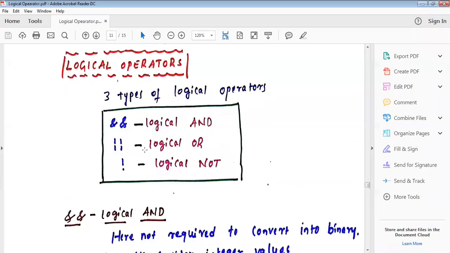Okay, three types of logical operators. Logical and, this is the logical or. And in the bitwise not, we used what? We used the tilde symbol. But here we are using the negation symbol, negation, logical not.